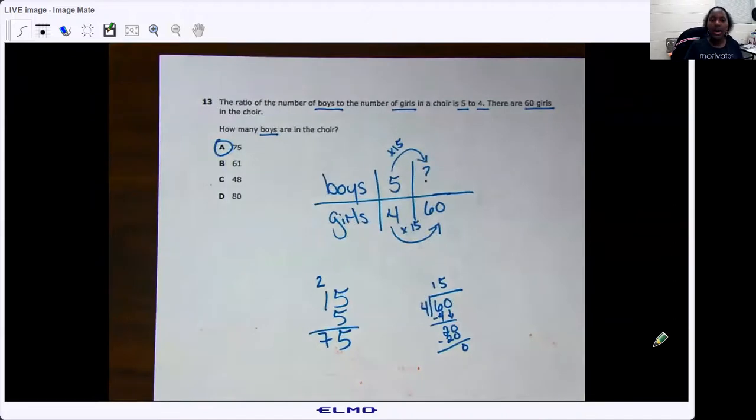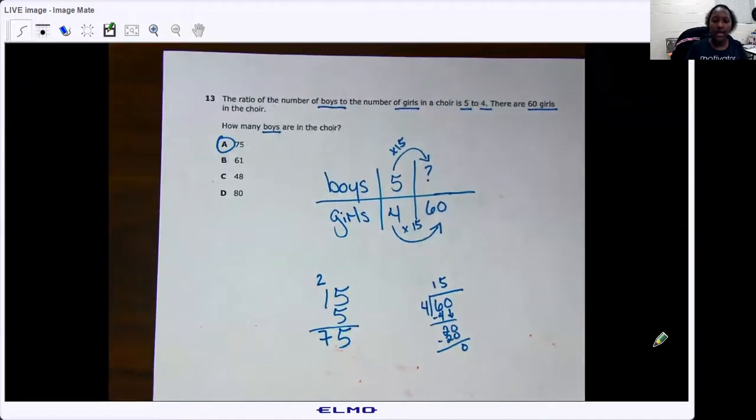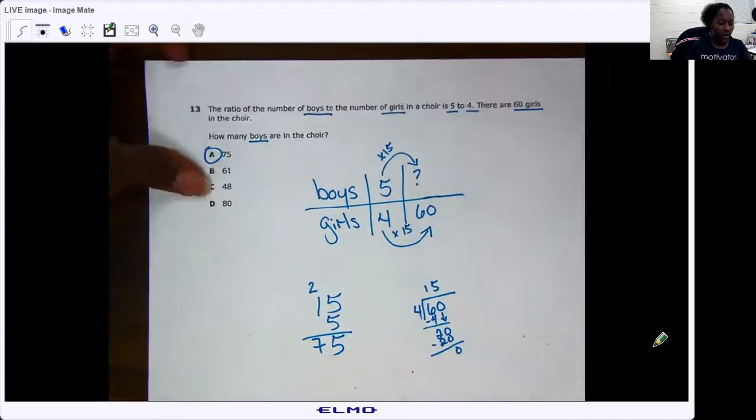All right. This was a refresh your brains on ratios and rates.